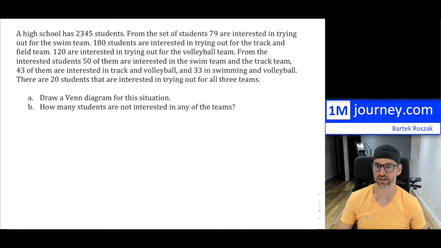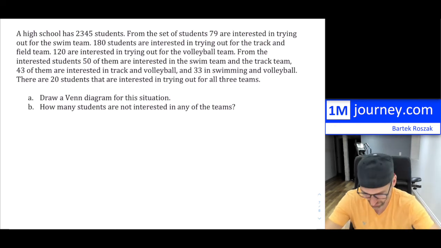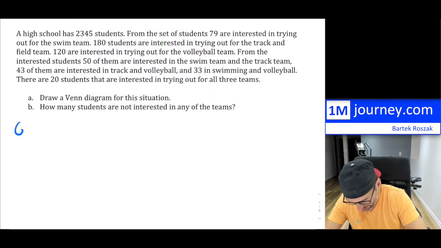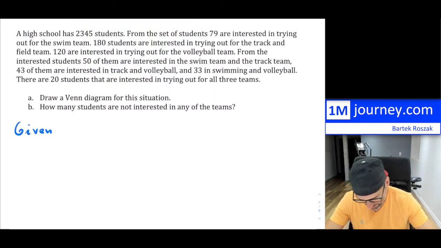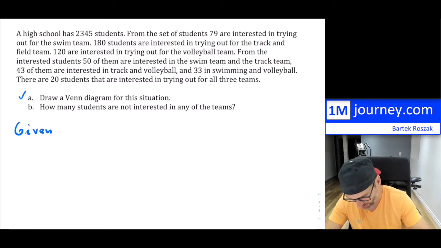This example is a nice one with regards to trying to utilize Venn diagrams. So you have a high school. It has 2,345 students. It says from the set of students, 79 are interested in trying out for the swim team, 180 interested for the track and field team, 120 for the volleyball team. Once I start seeing all of these different things, let's try to write all of these things out. So given, and it says draw a Venn diagram for part A.